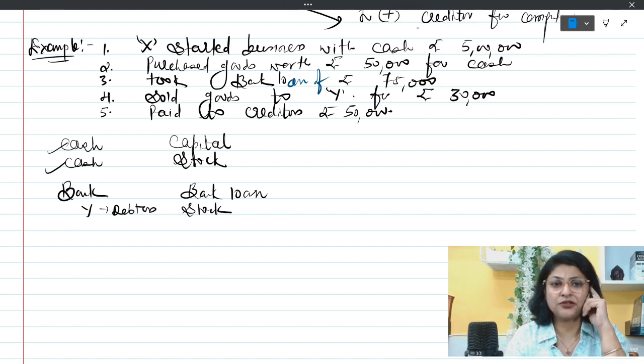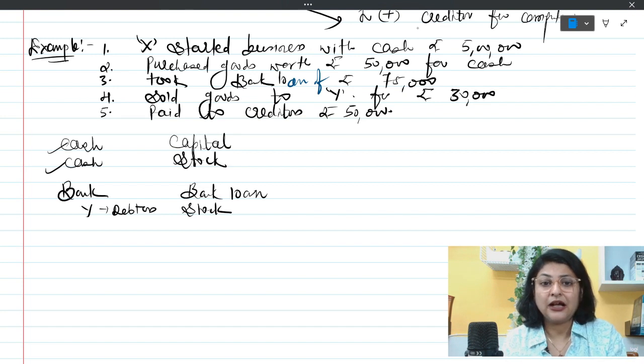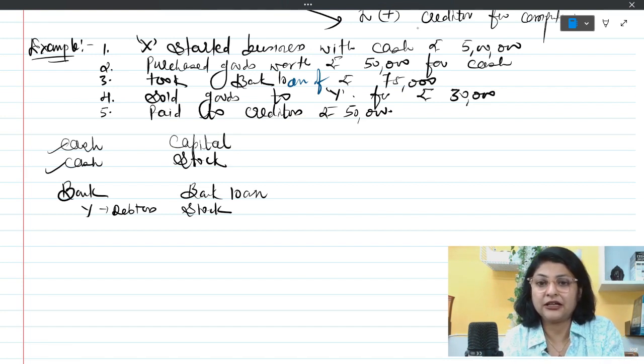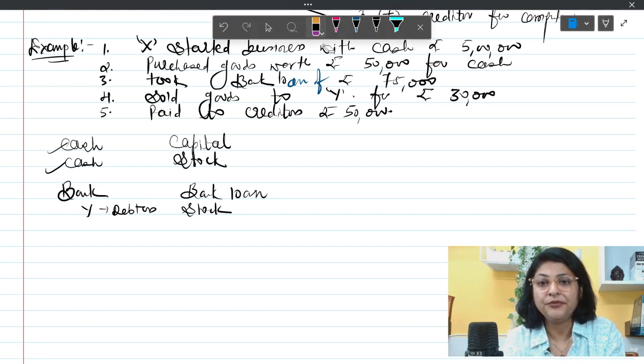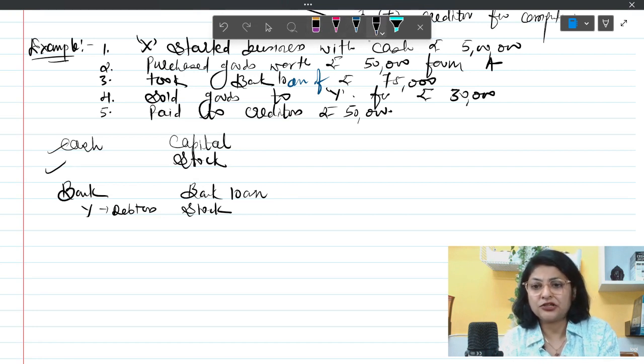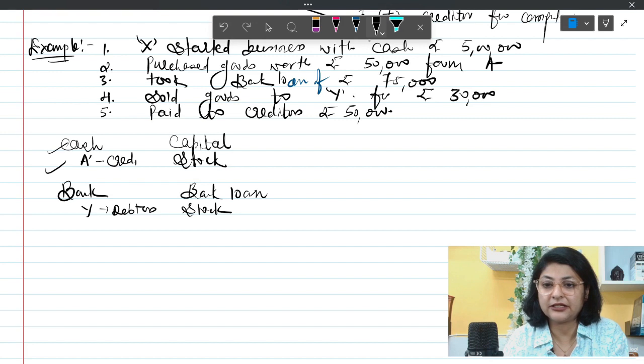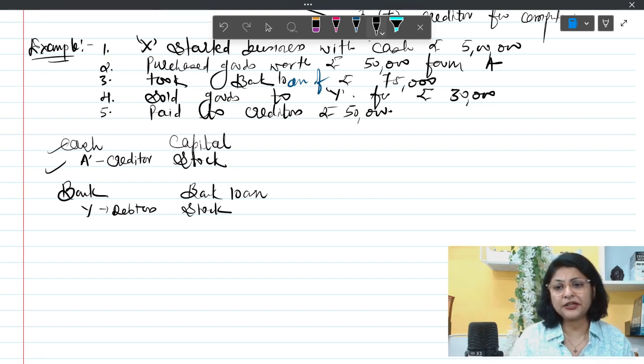Purchase goods worth rupees 50,000. I sold goods, paid to creditors 50,000. Creditors, I will have to change this over here. Purchase goods of rupees 50,000 from, I'll just write someone's name, from A. So A's account has to be written. In the second entry it will not be cash, it will be A. A's account means our debtor. A is our creditor, sorry. A is our creditor. Debtor was Y.